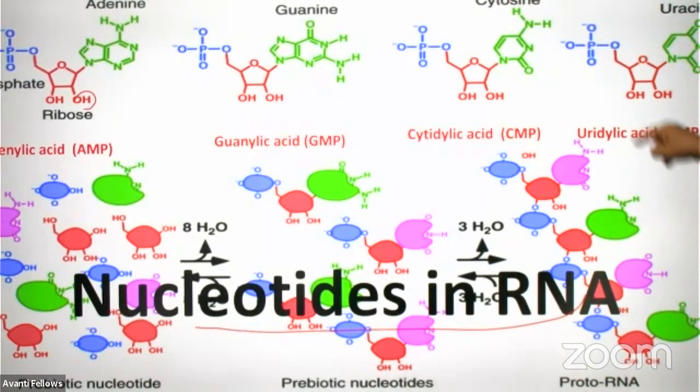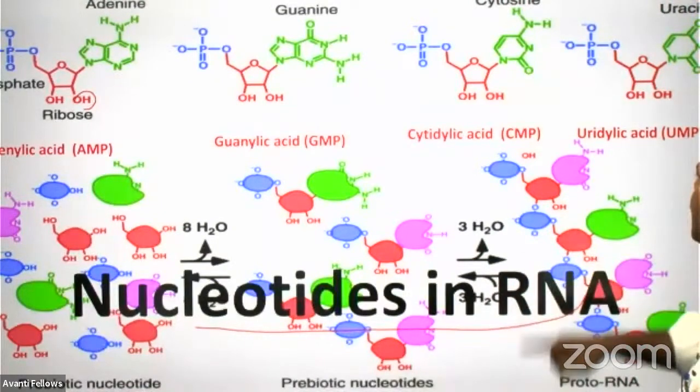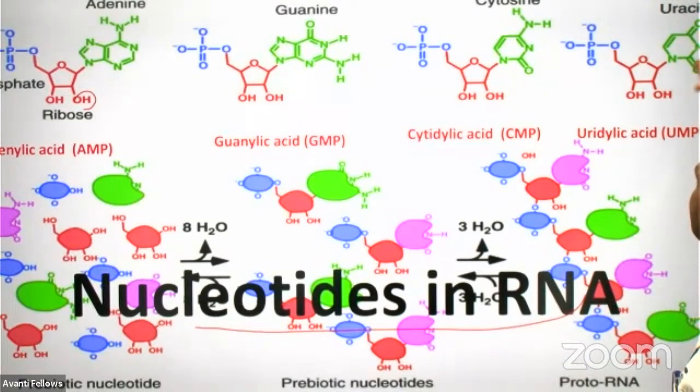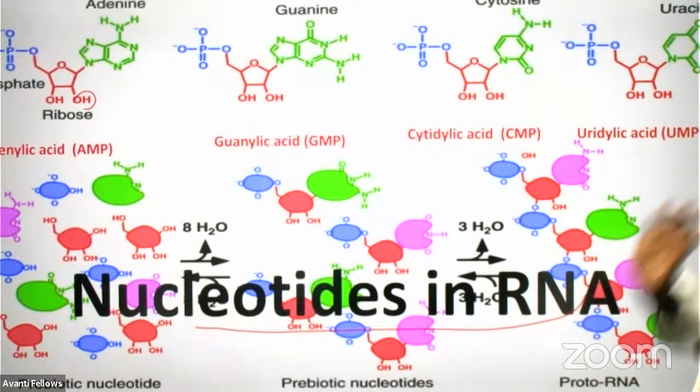And another one, this is only in RNA, not in DNA, because uracil is present only in RNA. The nitrogenous base is a pyrimidine, uracil, connected to the pentose sugar, ribose, with the first carbon atom, and the phosphate molecule is connected with the fifth carbon atom to form another one called uridylic acid or uracil monophosphate.